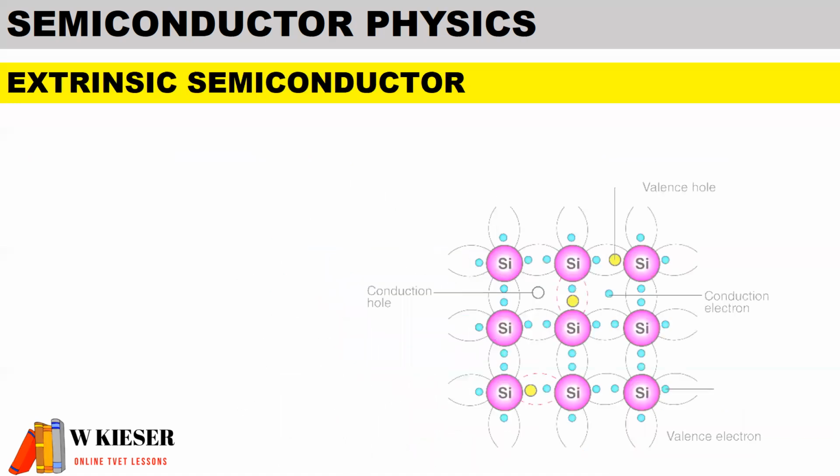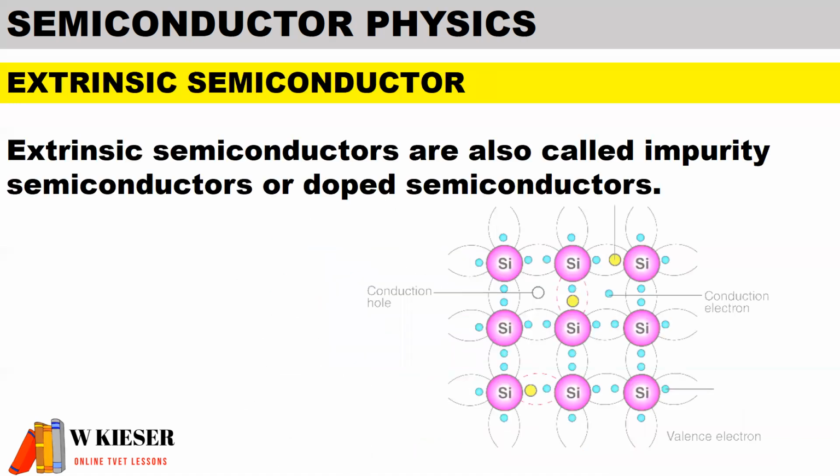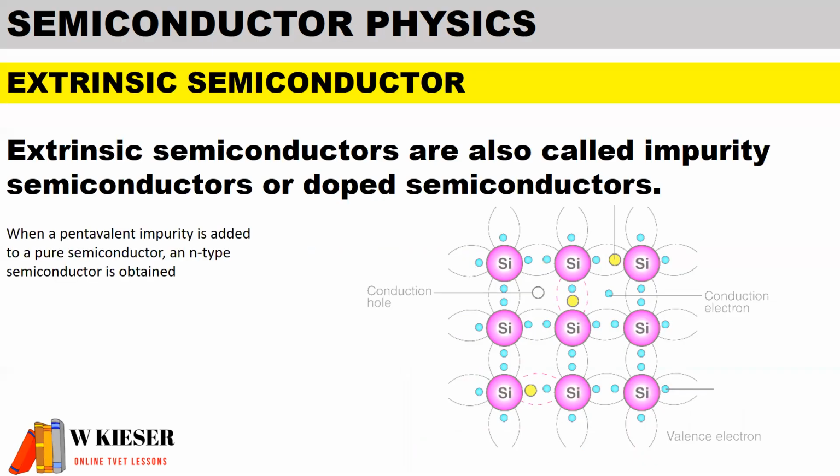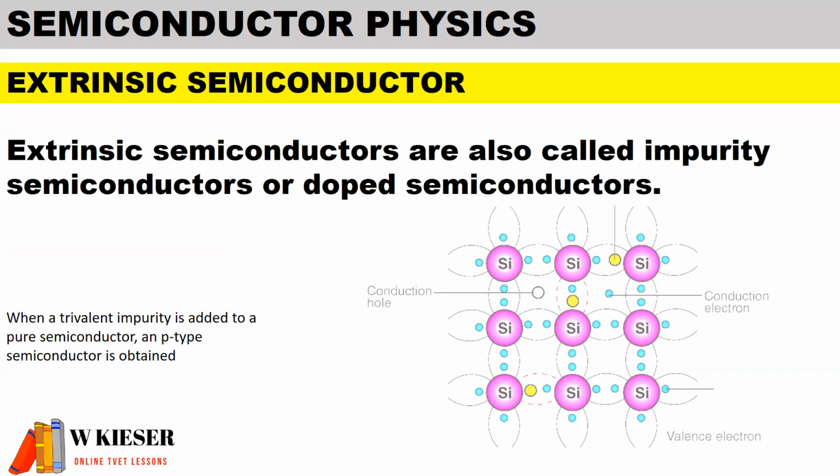Extrinsic semiconductors are also called impurity semiconductors or doped semiconductors. When a pentavalent impurity is added to a pure semiconductor, an N-type semiconductor is obtained. When a trivalent impurity is added to a pure semiconductor, a P-type semiconductor is obtained.